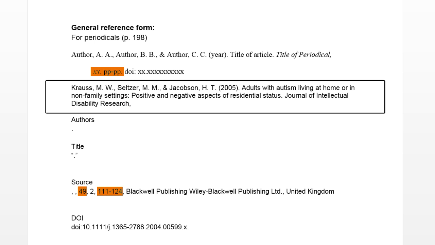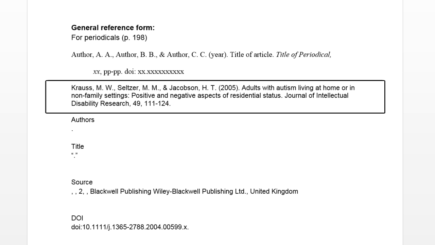Next are the volume number and page numbers. The volume number is followed by a comma. Then, the beginning to ending page numbers of the article, with a hyphen in between. This is followed by a period.